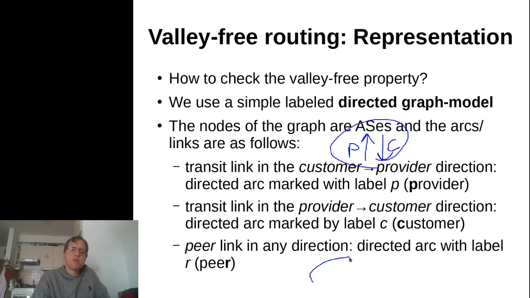In contrast, the peer relationship in both directions will be represented by a directed link labeled with this label R. Okay, why don't we use P to label peer links? Because P is actually taken by the provider links, so we use another letter from the word peer, and this will be R.